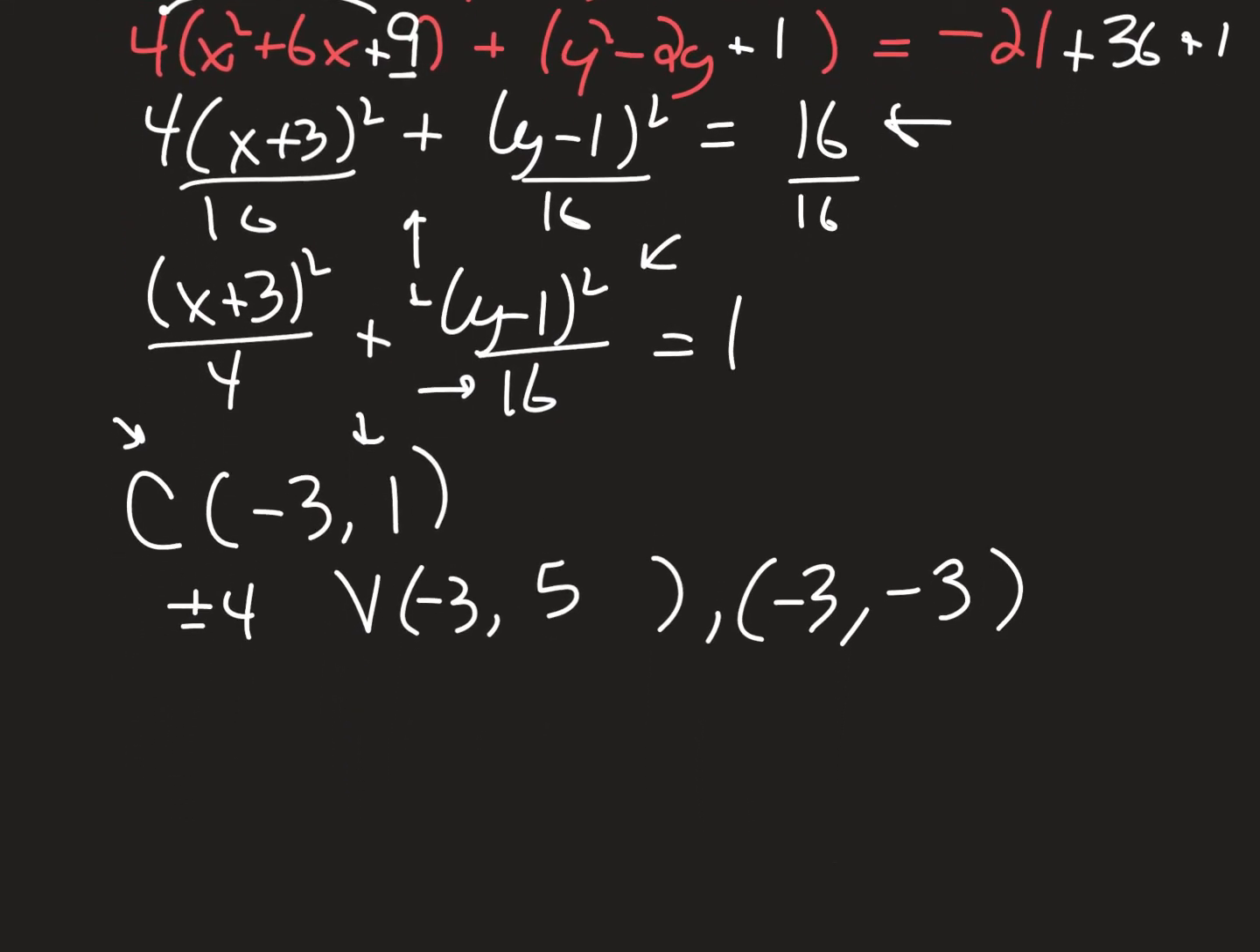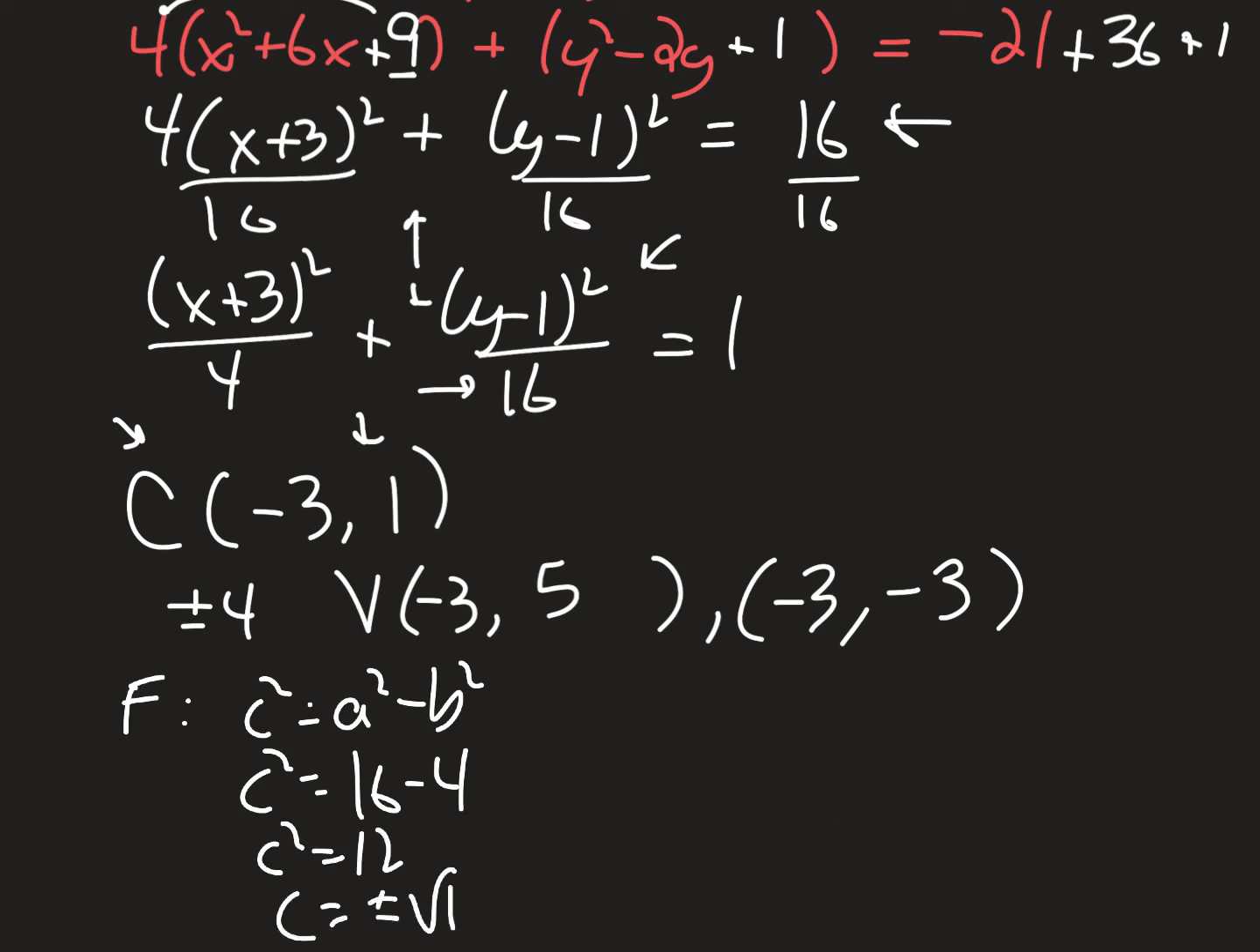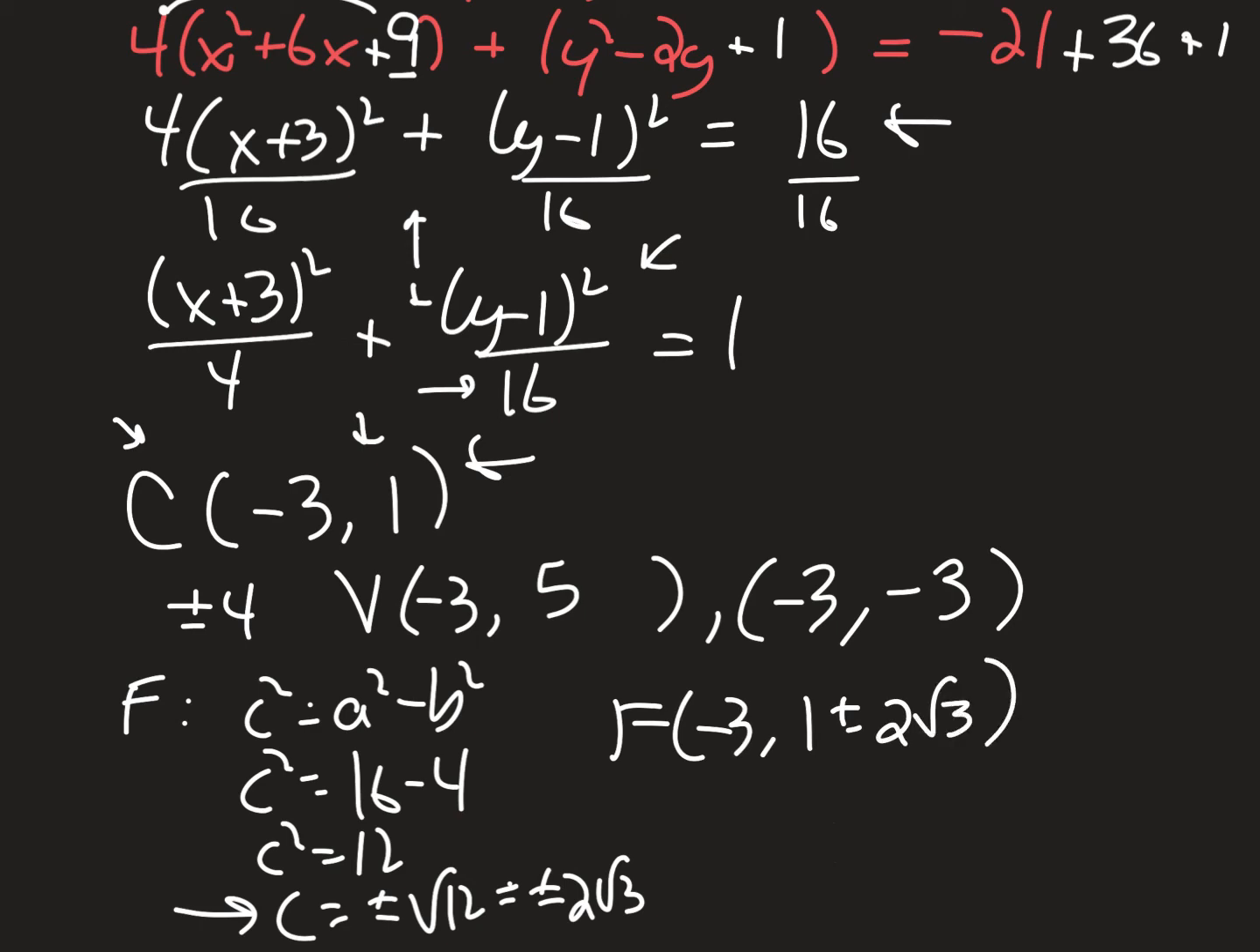Foci was the last thing we got to find. Foci is always c squared equals a squared minus b squared. It's the big number minus the small number. So I'm going 16 minus 4. That gives me 12. So c is plus or minus the square root of 12, which, by the way, is really 2 root 3. Now, again, that's how c is how far away the foci are from the center. Okay, so I'm going to say my foci would be negative 3, and then 1 plus or minus 2 root 3. That's where the foci are located.